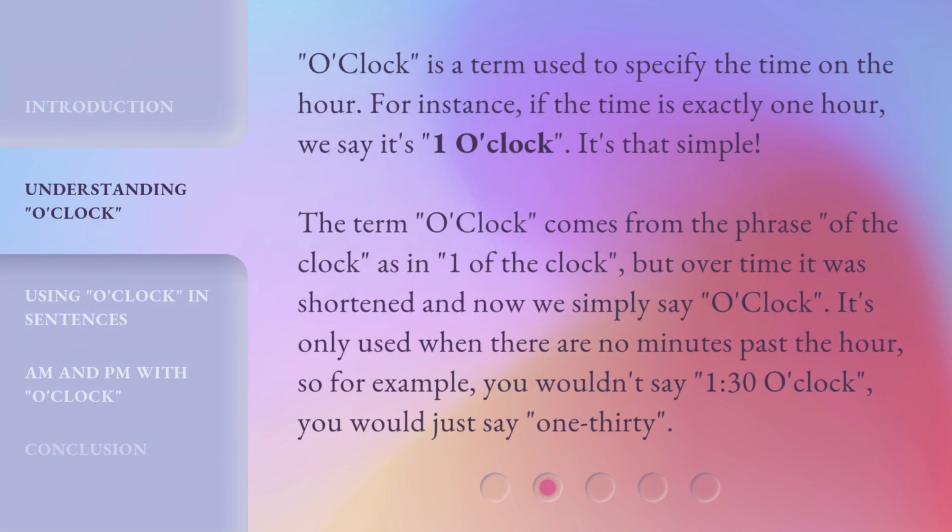O'clock is a term used to specify the time on the hour. For instance, if the time is exactly 1 hour, we say it's 1 o'clock. It's that simple. The term o'clock comes from the phrase "of the clock," as in "one of the clock," but over time it was shortened and now we simply say o'clock. It's only used when there are no minutes past the hour, so for example, you wouldn't say 1:30 o'clock, you would just say 1:30.